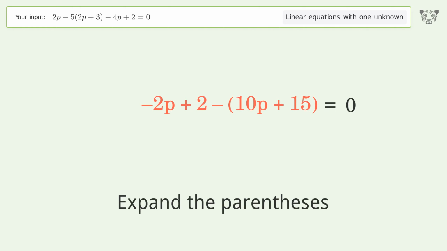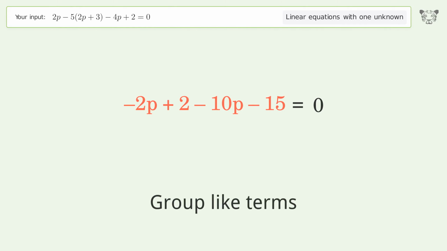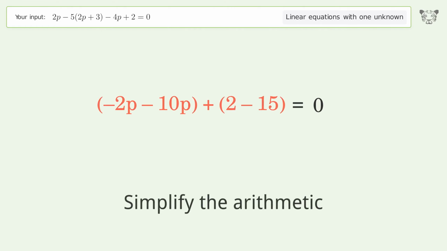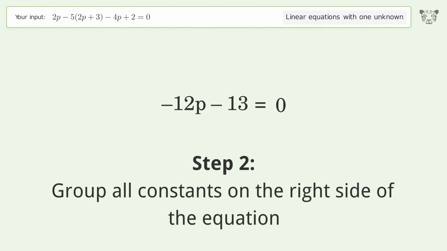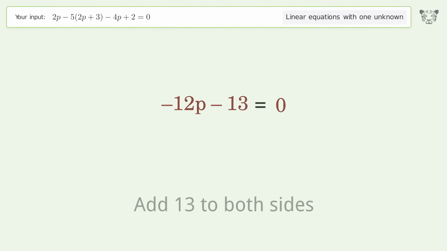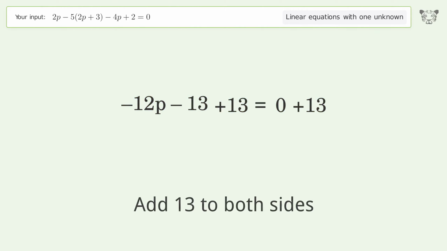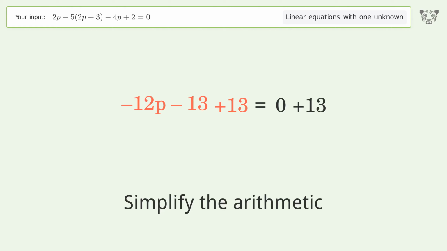Expand the parentheses. Group like terms. Simplify the arithmetic. Group all constants on the right side of the equation. Add 13 to both sides. Simplify the arithmetic.